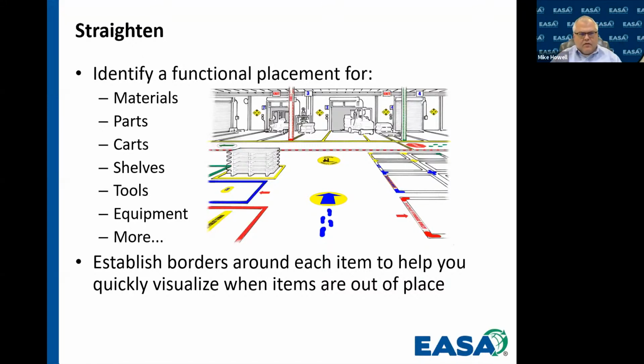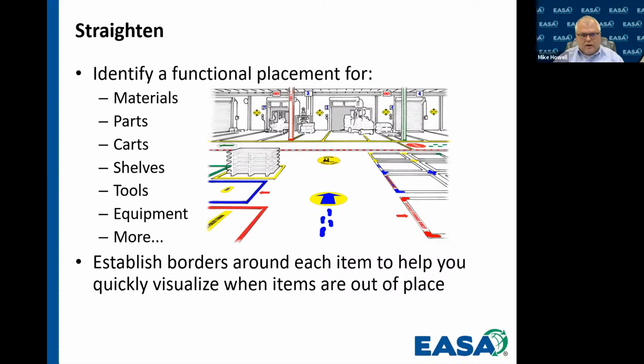So we're identifying functional placements for materials, parts, carts, shelves, all of our tools, equipment. Granted, for some equipment we have in the service center, if we have a $40,000 piece of test equipment, maybe we're only going to have one of those, and maybe other departments do have to use it from time to time. So there are some rare exceptions. You may have one or two that exceed that 30-second rule, but most of the time you can do it.